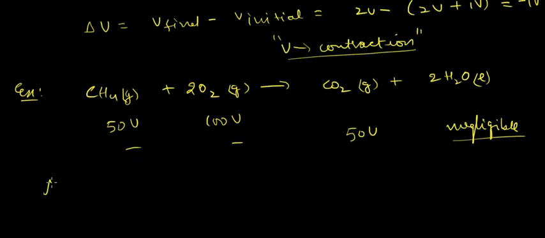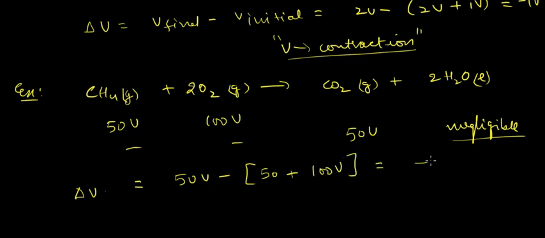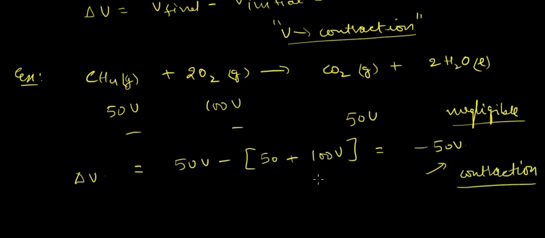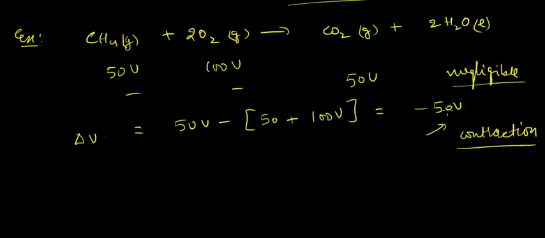Okay, so the contraction in volume, let's give it a name, delta V. Delta V would be nothing but V final minus V initial. V final is 50V and V initial is 50V plus 100V. So it is a minus V, or we can say that it is a contraction. Okay, contraction of 100V, not 50V.